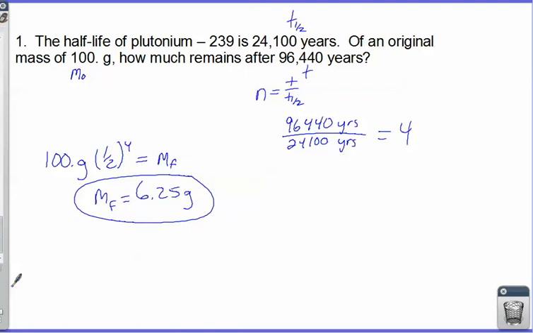You could have a problem where you would solve for M0. You would follow the same process. The only difference is you would just have to rearrange your equation slightly. So you would take the 1/2 to the nth as a whole and divide both sides by it if you were solving for the original mass. But that's half-lives.